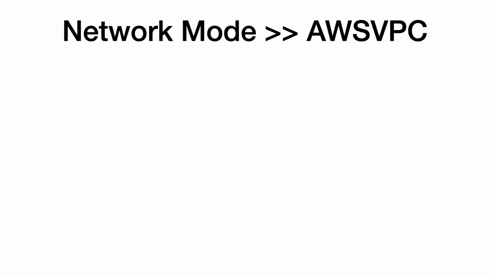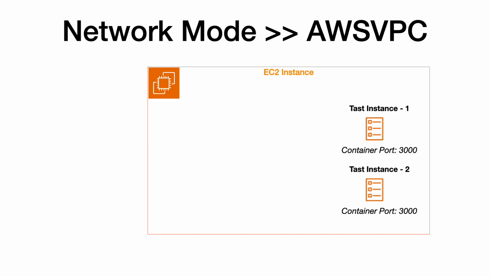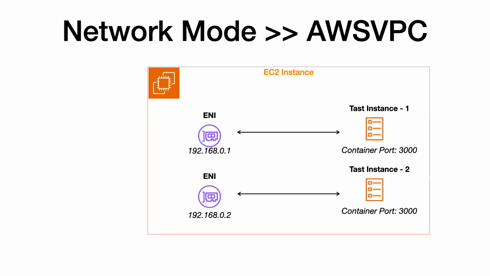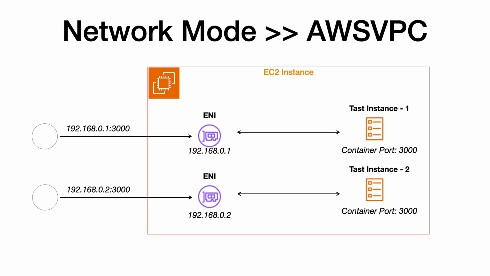AWS VPC mode is the recommended mode with ECS. With this, each of the task instances gets its own elastic network interface, or ENI. Each task ENI is assigned a private IP address based on your VPC configuration. When you receive communication from outside, you connect to the task ENI directly. You can do the static port mapping in this case. As each of the ENIs has a different IP address, you will not run into any port conflicts.